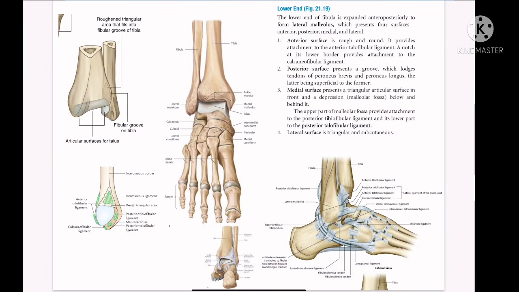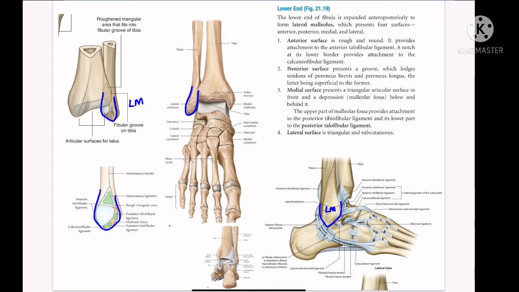The lower end of the fibula is expanded anteroposteriorly to form the lateral malleolus. Let's draw the outline of the lateral malleolus from the lateral view of the fibula. This is the lateral malleolus from the lateral side. Now it presents four surfaces: anterior, posterior, medial, and lateral.